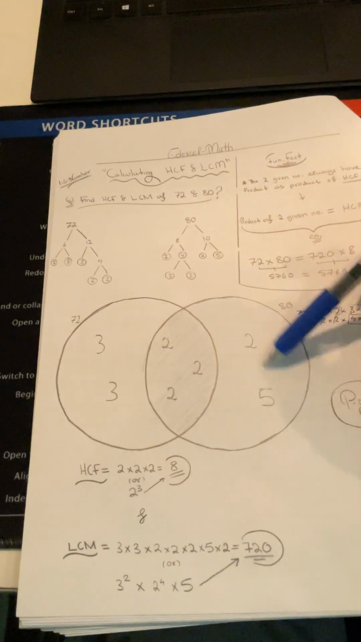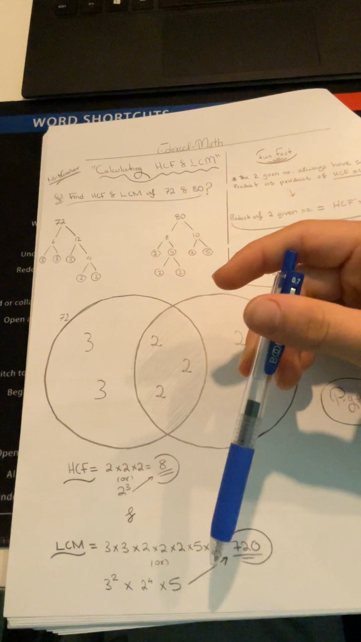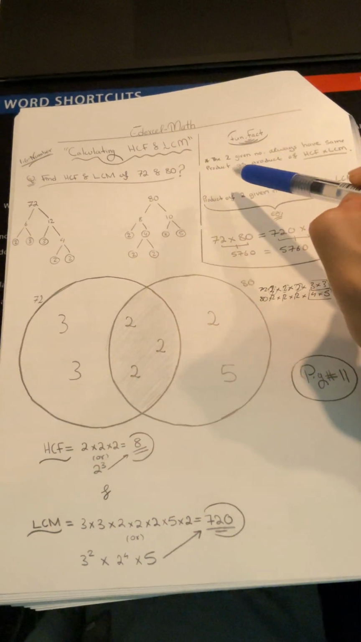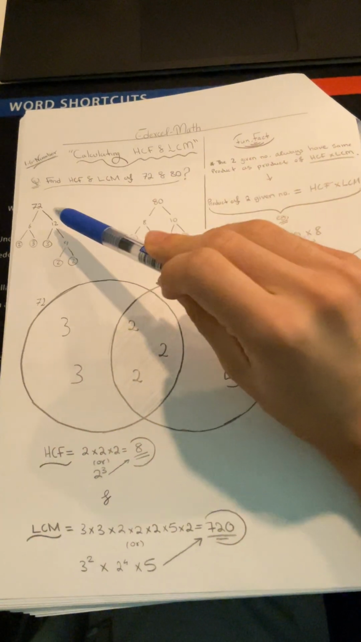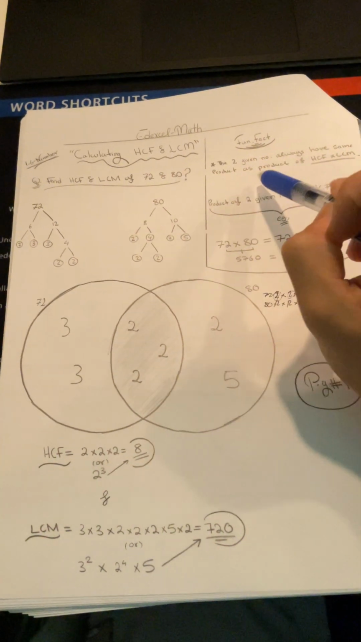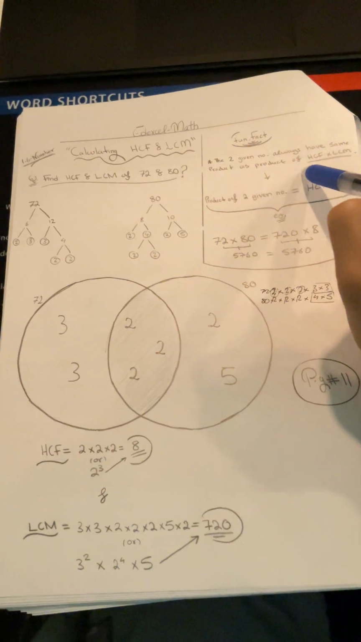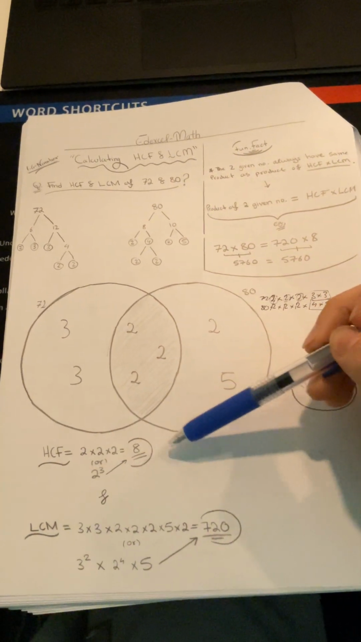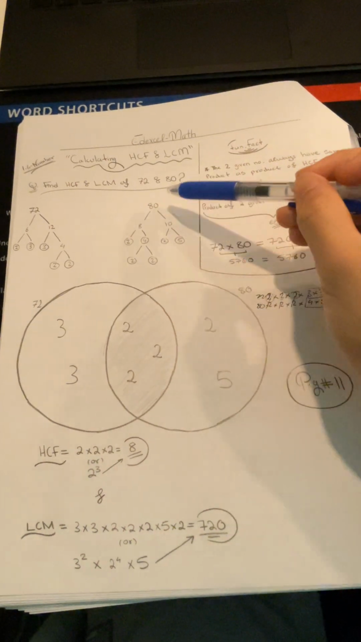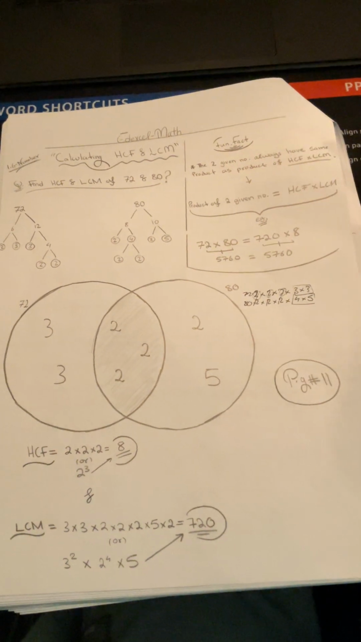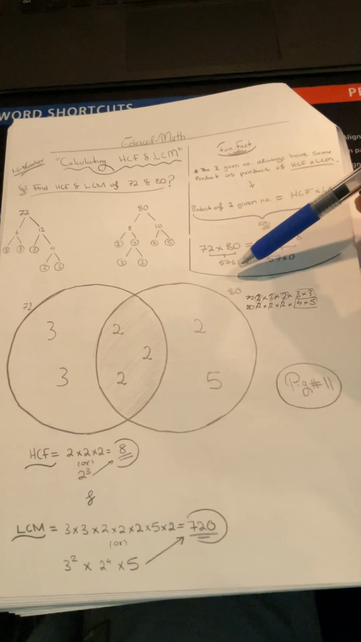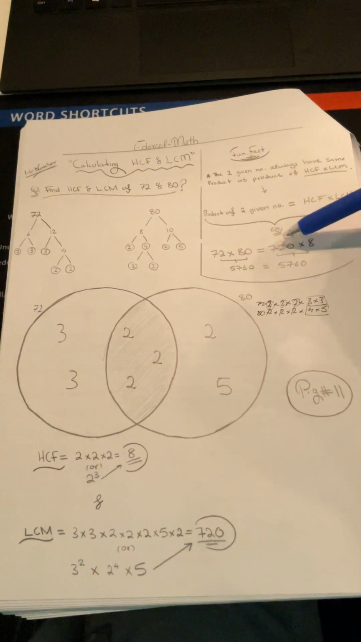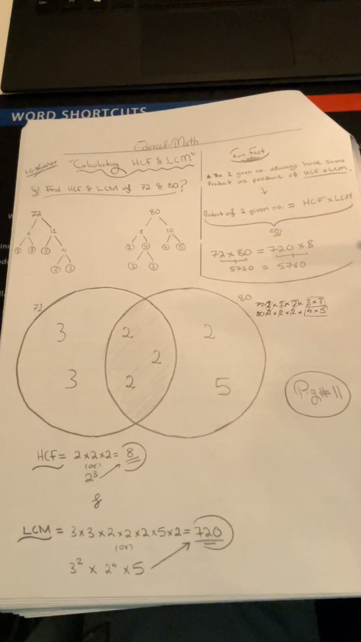Multiply all the numbers in the Venn diagram to get your LCM, lowest common multiple. A quick tip: the two given numbers, 80 and 72, have the same product as the HCF times the LCM. So multiply your HCF and LCM, and the product should be the same as 72 times 80. For example, 72 times 80 is equal to 5760, and 720 times 8 is equal to 5760. This means your calculation has been done correctly.